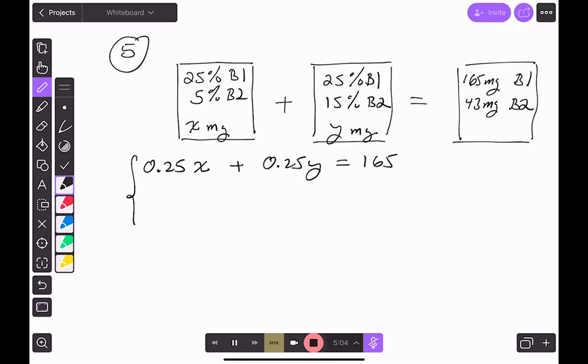What's the next line going to be? 0.05x, that's how much B2 in milligrams is from that first box, plus, let's see, 15% of Y, that would be B2. How much B2 do I have in the end? 43 milligrams. So what I'm going to do is select someone to get rid of, and for the sake of argument, I want to get rid of the x's. So I'm going to multiply the second equation by minus 5. Let's go for that. I'll write that down for you.